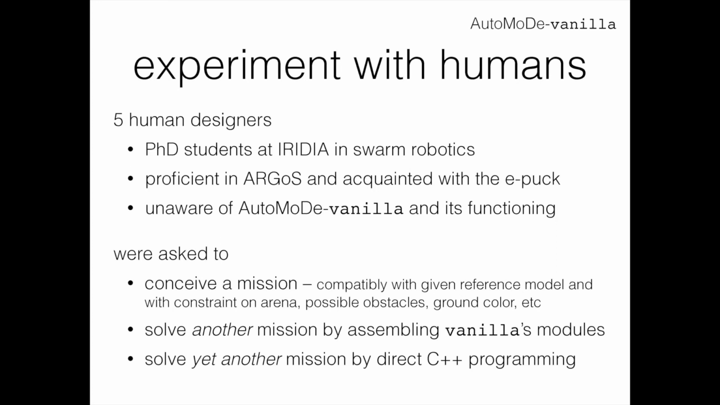Then they were asked to solve another mission, so a mission proposed by another one of the five human designers, and they were asked to do so by assembling the modules of Vanilla. And as a third duty, they were asked to solve another mission, so one proposed by another one of the human designers, and they were supposed to do so by programming directly in C++, which is something that they are able to do very well for the IPAC robots.